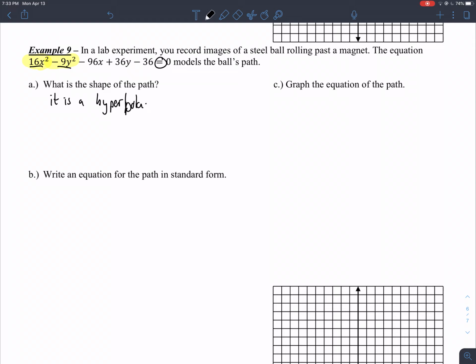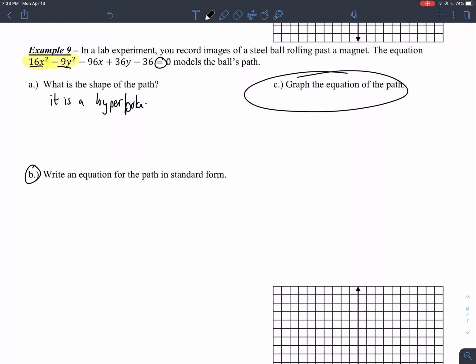Okay, so then write the equation in standard form. This is the hard part. Graph the equation in the path. I'm not going to do that. I did two of them with you already today. But write the equation, that's quite tricky. All right, so let's do this one.